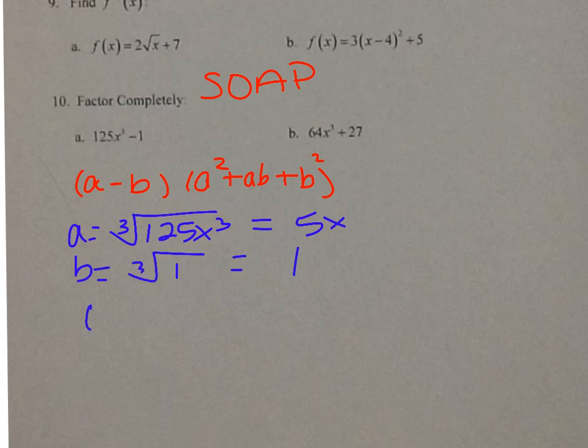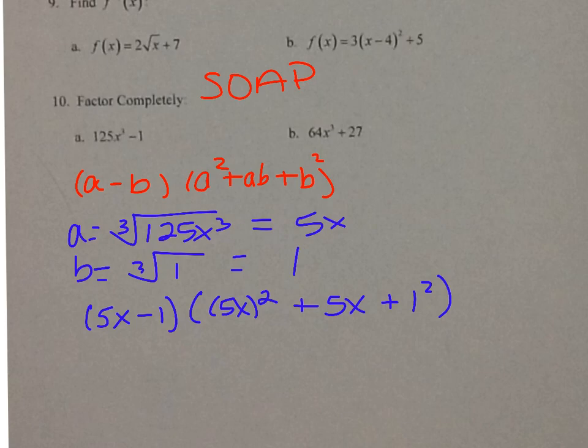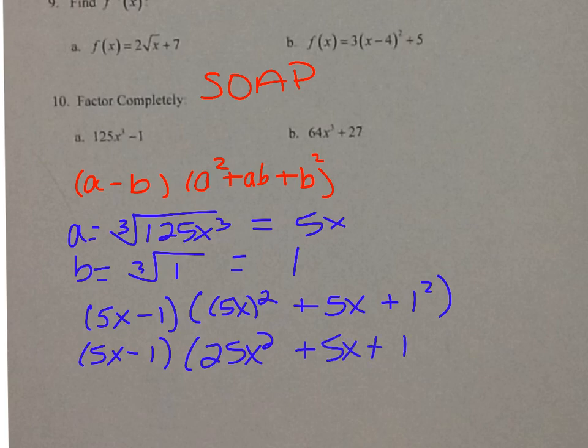So now you just have to plug it in. So 5x minus 1. I don't know why I put equals there, so let's get rid of that. So then we have times. So just be careful here because it's going to be 5x squared plus 5x, because that's 5x times 1, plus 1 squared. So it's going to be 5x minus 1 times 25x squared plus 5x plus 1. All right, and let's take a look at b.